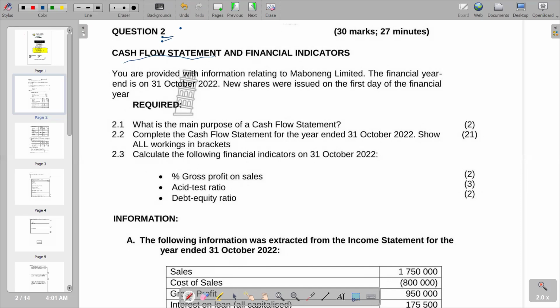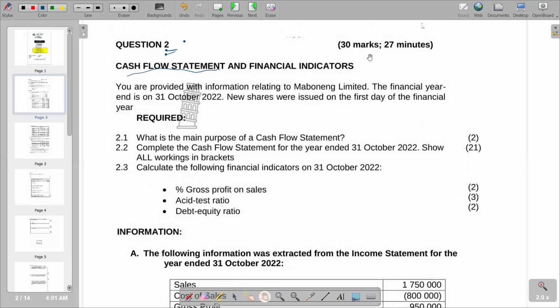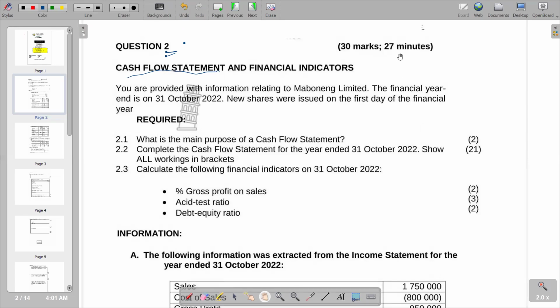In this video, we want to look at the preparation of the cash flow statement. So we're going to look at question 2. It's got 30 marks. It requires you to spend on average 27 minutes on that question. So I'm looking at our question, Mabudin Limited.